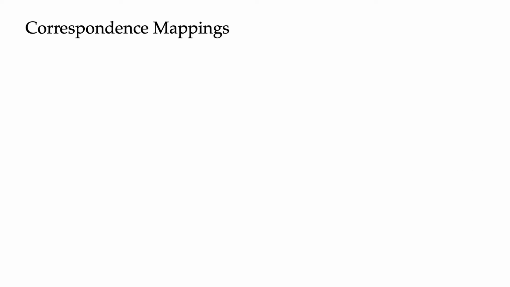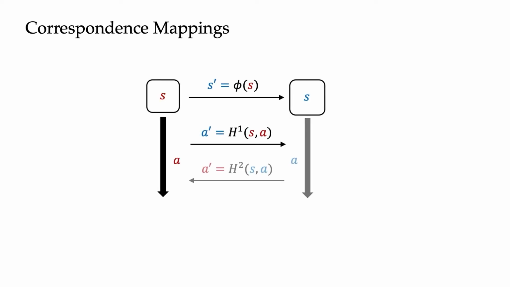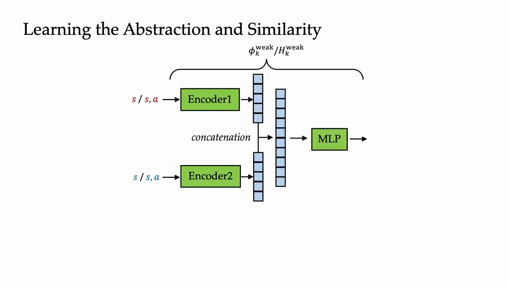We build our method on top of the state-of-the-art unsupervised learning method, DCC. Similar to DCC, we also learn a state mapping, a forward action mapping, and a backward action mapping. We adopt all the losses in DCC but further embed our weak supervision into the correspondence learning objective. We model the abstraction and the similarity as a neural network, which consists of two encoders and an MLP. We get the similarity value by similarity functions.